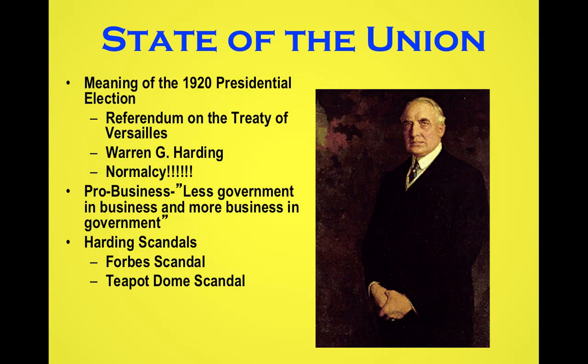The main problem with the Forbes scandal was that Harding didn't understand many of the issues that he had to deal with. So Harding's administration began to unravel as his corrupt friends used their offices to become wealthy. Charles R. Forbes, the head of the Veterans Bureau, was caught illegally selling government and hospital supplies to private companies.